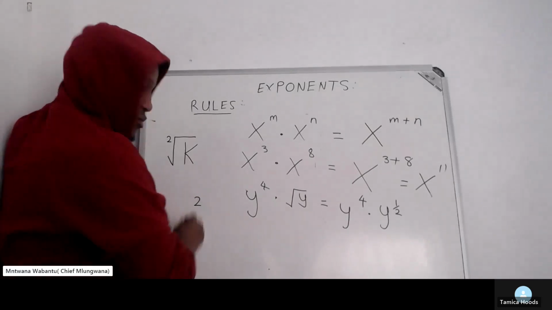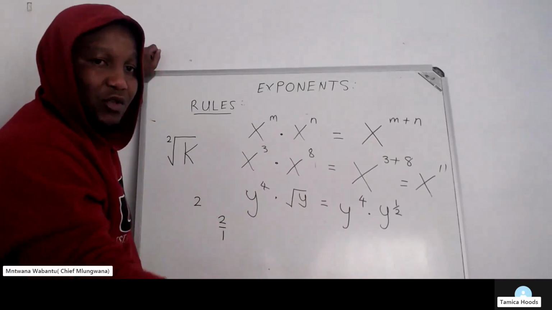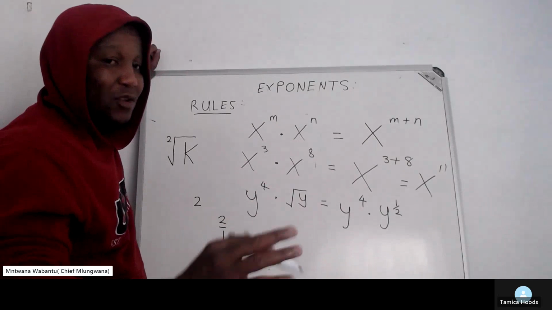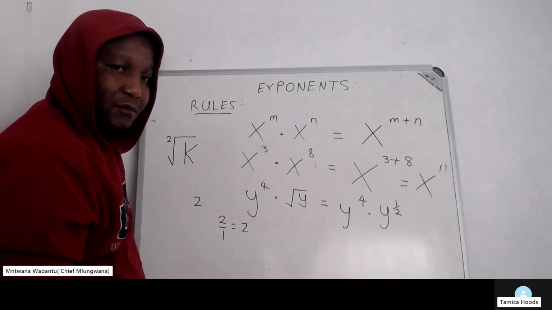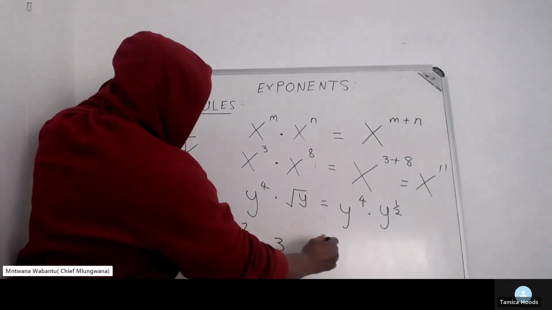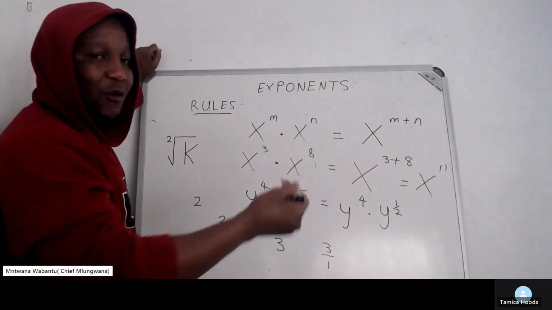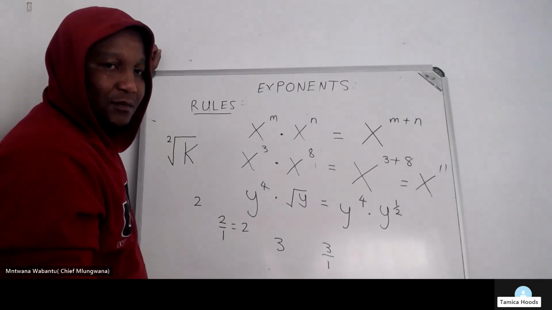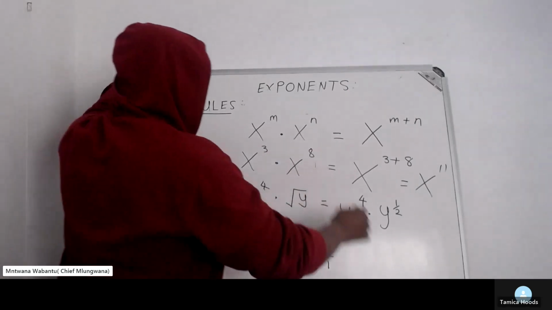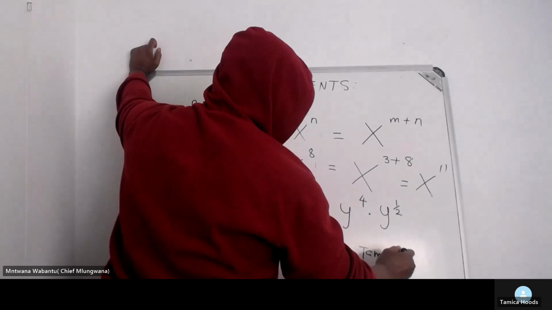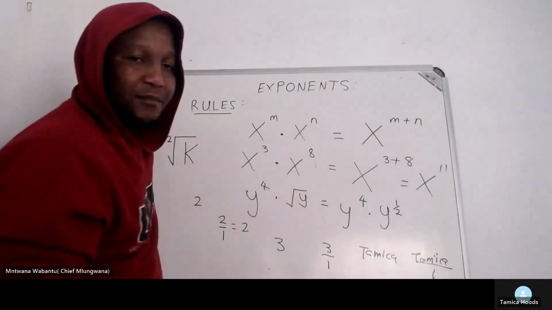If you say 2, and if you say 2 over 1, what is 2 over 1? It's still equal to 2. That's an improper fraction, but 2 over 1 is still equal to 2. Do you agree with me? Yes. If somebody says 3, and if I say 3 over 1, it's the same thing, because 3 is just 3, and 3 over 1 is still 3. Do you agree with me? Yes, as long as there is a 1 at the bottom. So if I say Tamika, and if I say Tamika over 1, what is Tamika over 1?